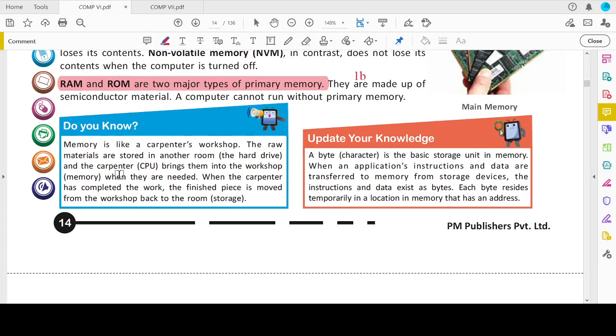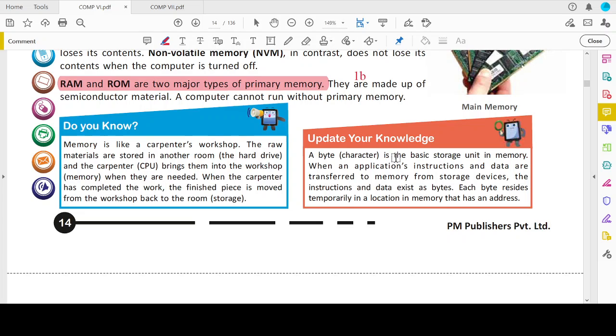So that is the workspace. RAM is the workspace, the working area of the computer. You take the data from the hard drive, work on it, process the data, and keep it back to the hard drive. So that is the purpose of a temporary memory, RAM.